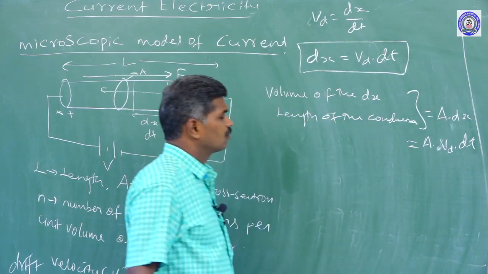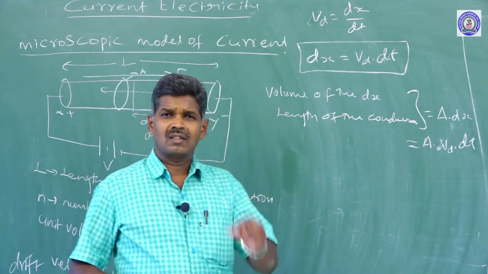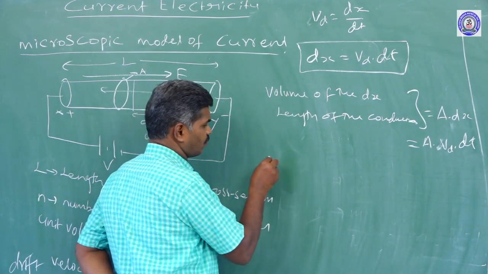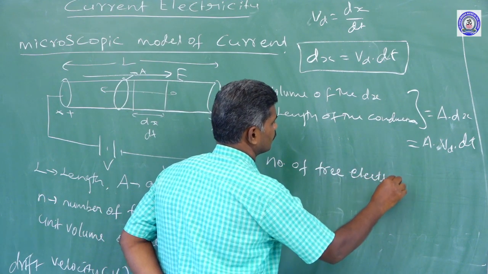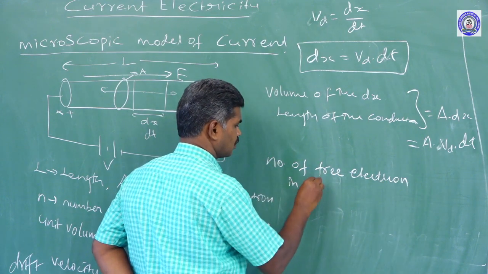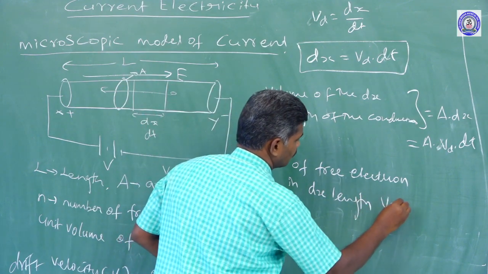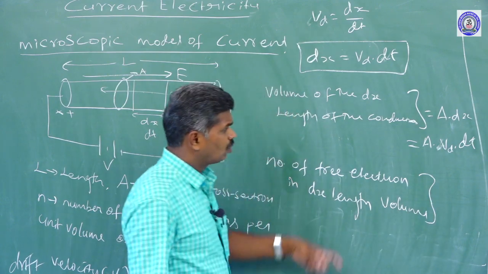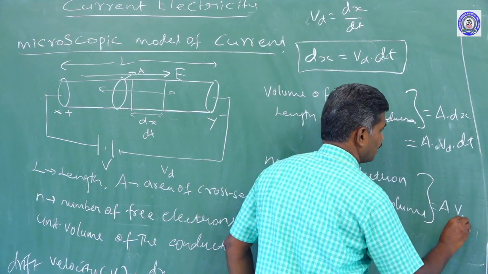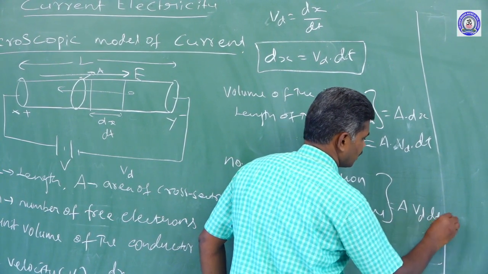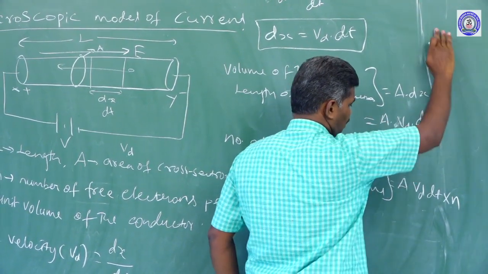Anyhow, now we are going to calculate the amount of free electrons. We know that n is the number of electrons per unit volume. That's why the number of free electrons in the dx length volume is that volume into the number of electrons per unit volume. That is A Vd dt into small n, where n is the number of free electrons per unit volume.